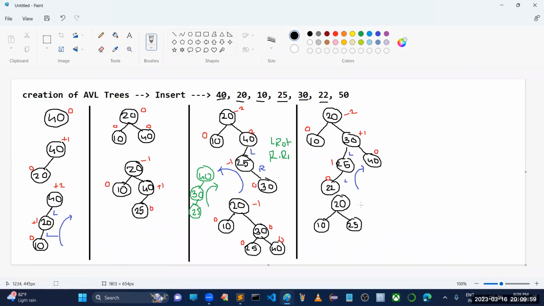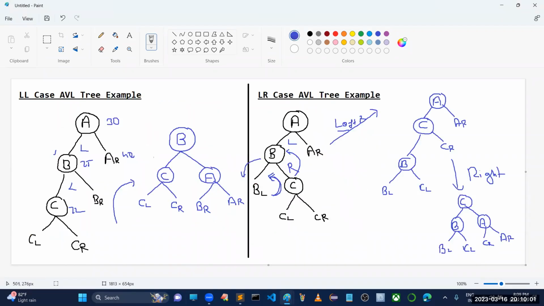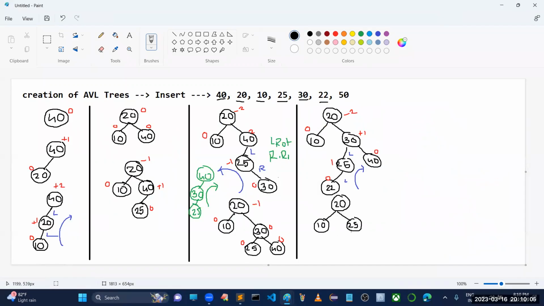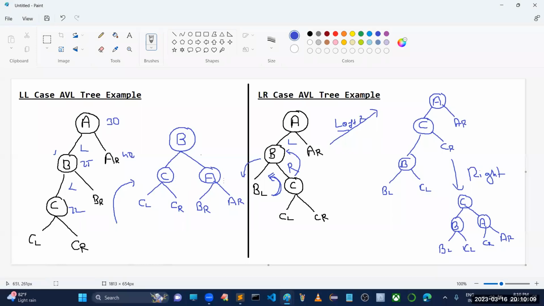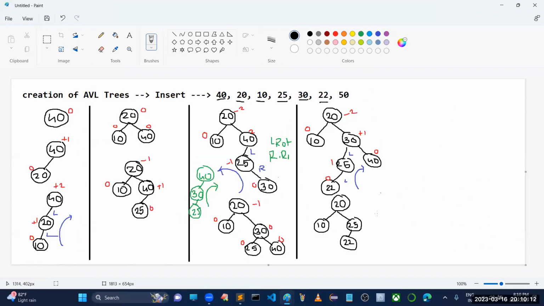So then what do we have to do for 25? Who is the left child? C. What is C here? 22, right? It will become the left child. So who will become the right child? A. A is nothing but 30 here. So A will come under the right child.